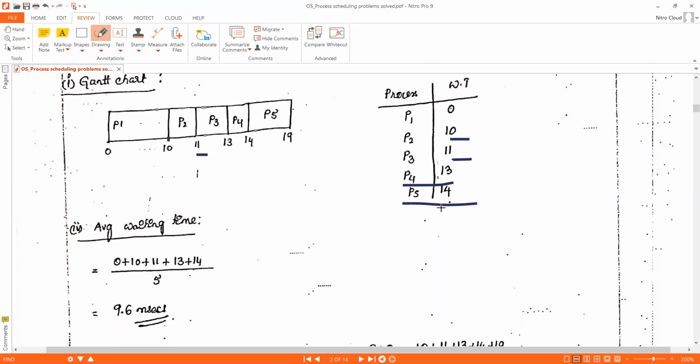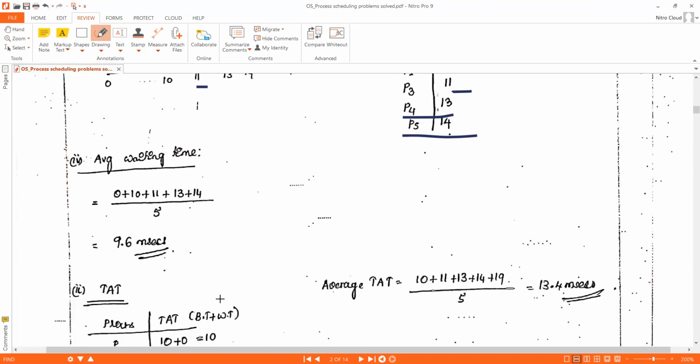How to find the average waiting time? Sum of all the processes' waiting time divided by the total number of processes. Here process 1's waiting time is 0 plus process 2's waiting time is 10 plus process 3's waiting time is 11 plus process 4's waiting time is 13 plus process 5's waiting time is 14. Okay, 0 plus 10 plus 11 plus 13 plus 14 divided by the total number of processes. We have 5 processes, so divided by 5, we will get 9.6 milliseconds as the average waiting time.